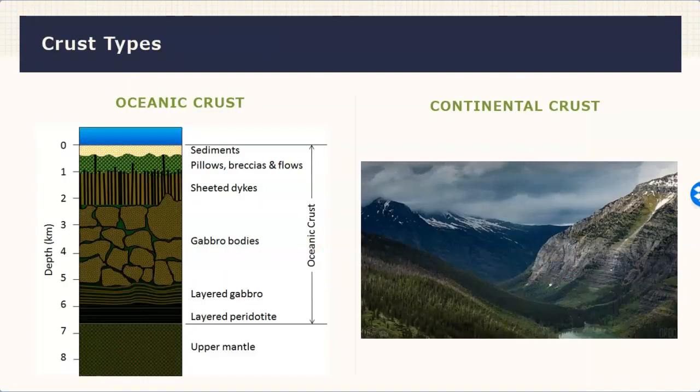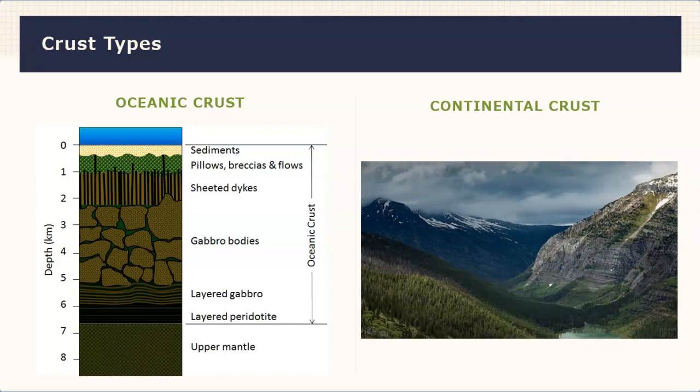There are parts of the Earth's crust that are thin but very dense, and other parts of the crust that are thick but less dense. The thin, dense crust is known as oceanic crust. It is thin, about 5 to 8 kilometers thick, and dense, about 3.2 grams per centimeter cubed. Note, water has a density of 1 gram per centimeter cubed.